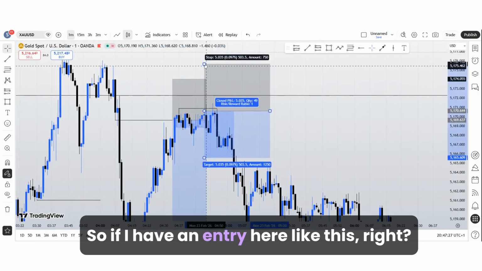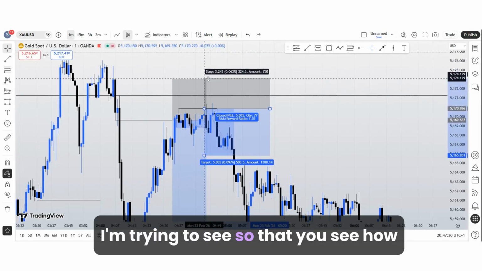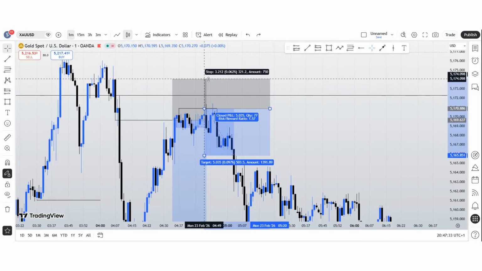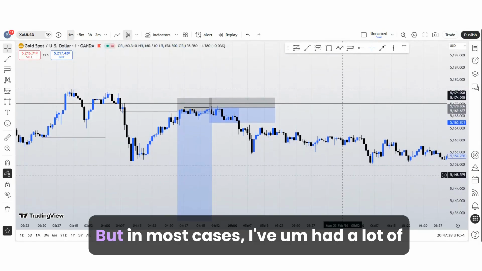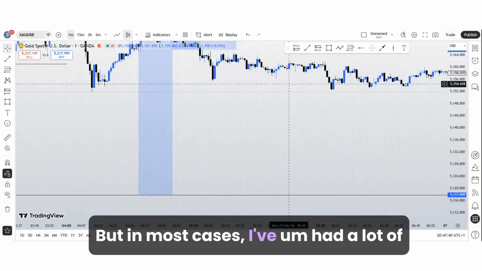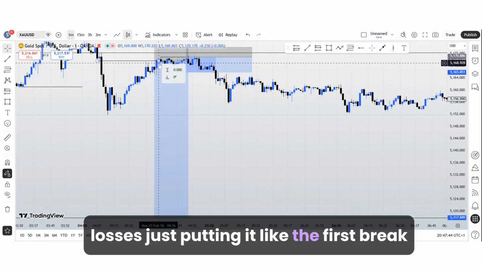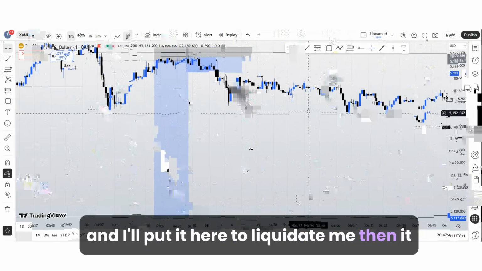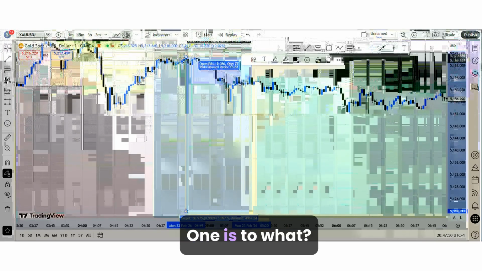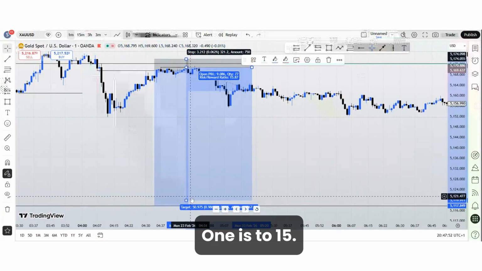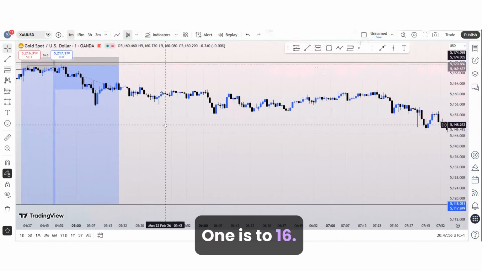So if I have an entry here like this, right? I'm trying to see so that you see how much it will give us. Not much difference, but in most cases, I've had a lot of losses just putting it like the first break, and it liquidates me, then continues. So this is what I will have. 1 is to 15, right? 1 is to 16.